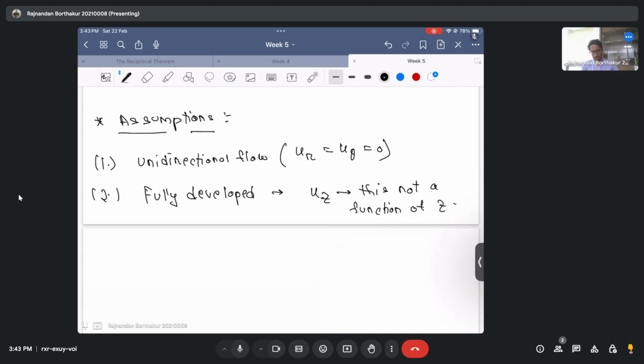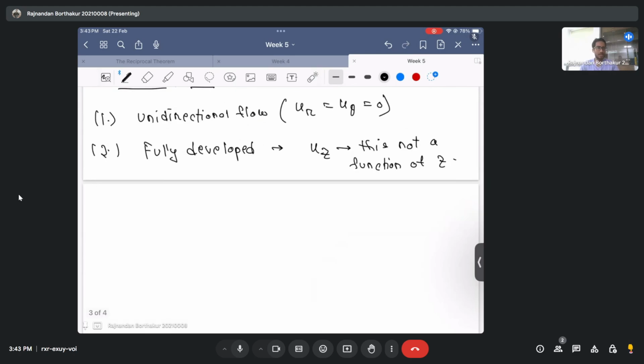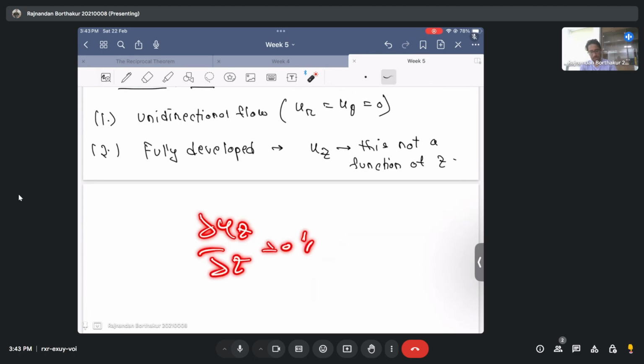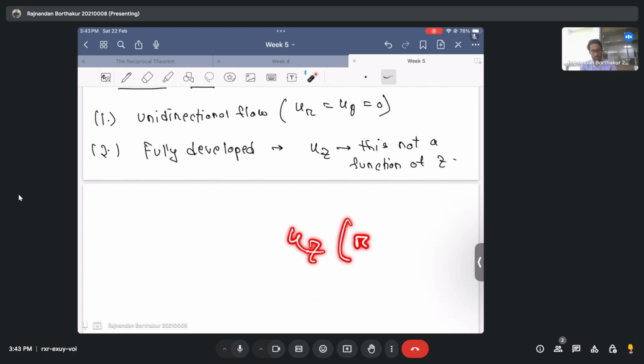Oops, sorry. So we have done this many a time. Just write the continuity equation. You will eventually see that del uz by del z is equal to 0, which means that uz is not a function of z. That comes from the fully developed flow, meaning that uz can at most be a function of r, or a function of time.